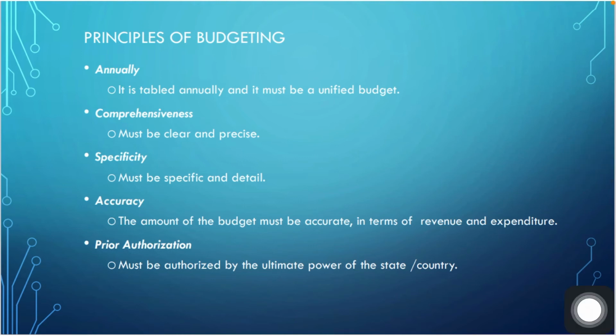Moving on, the second principle of budgeting must be comprehensive. Perlulah jelas dan nyata. So setiap expenditure tu, setiap butir tu perlu jelas dan nyata. Tak ada hidden cost. Tiada yang tersorok maupun terlindung.